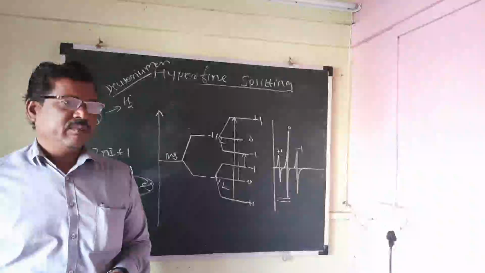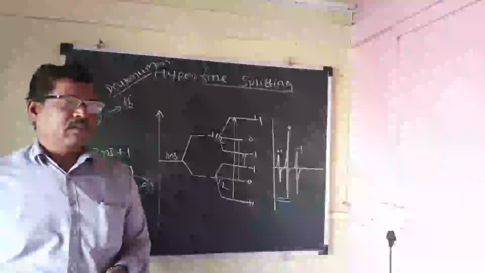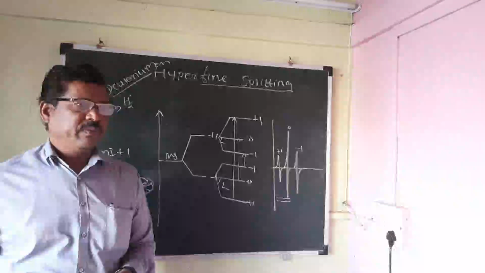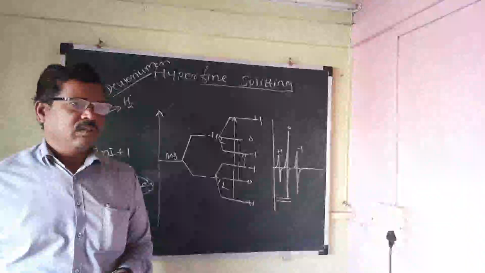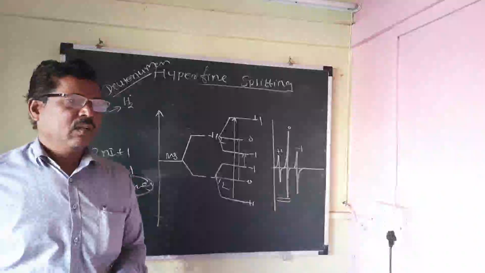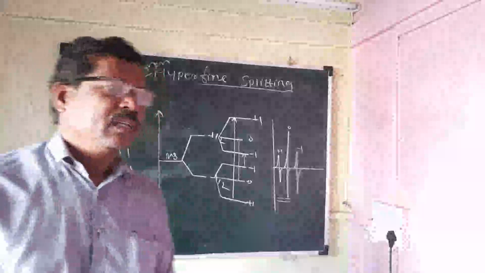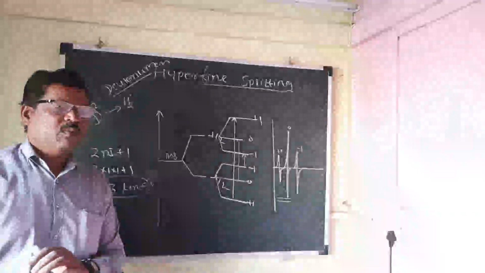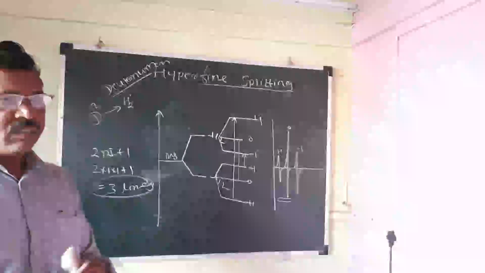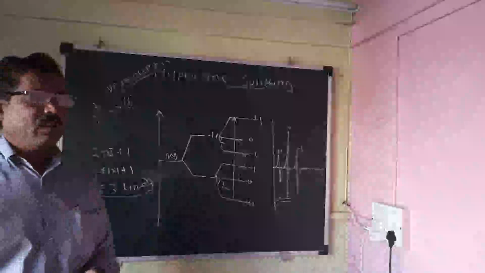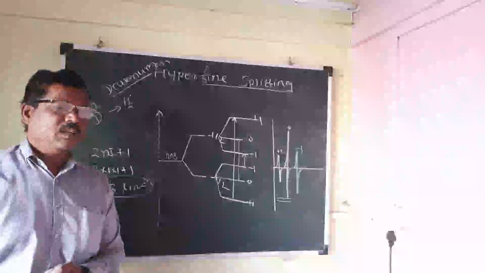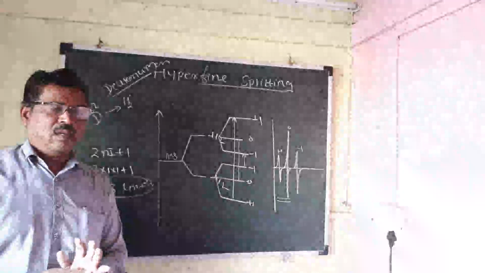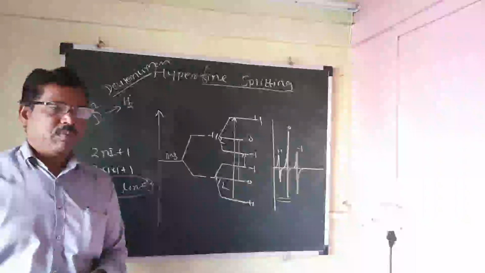Energy transitions and hyperfine interactions. The hyperfine splitting follows Pascal's triangle: 1, 1 1, 1 2 1, and so on, which gives the relative intensities in ESR spectroscopy. You should remember how to calculate the number of lines in ESR spectroscopy. Thank you.